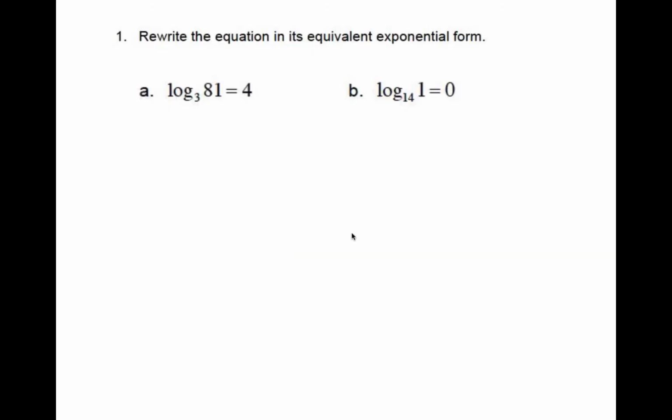So we're going to rewrite the equation in its equivalent exponential form. You start at the base and you hook over to the other side. So the log goes away. You're going to get 3 to the fourth power equals, hook back, 81.